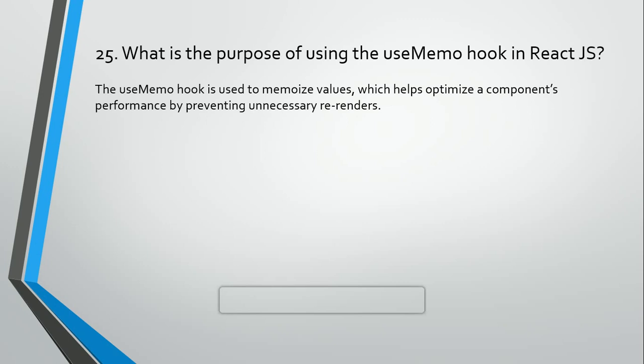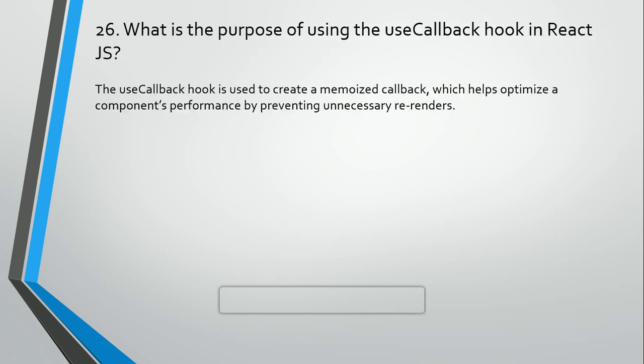So look, memoizing a value in React is a technique used to cache the output of a function or a component so that it does not need to be recomputed. If the input to the function or component does not change, this can be used to improve the performance of a React application by avoiding unnecessary re-renders and computation. So hope you got this.